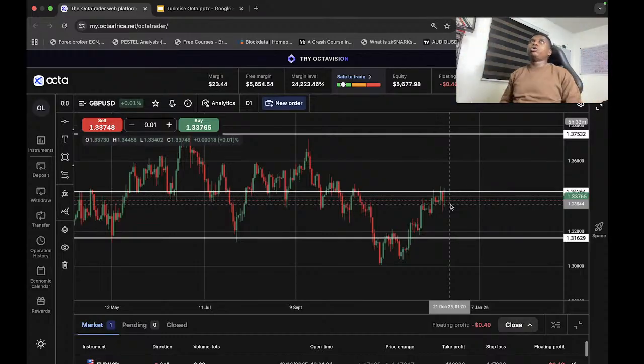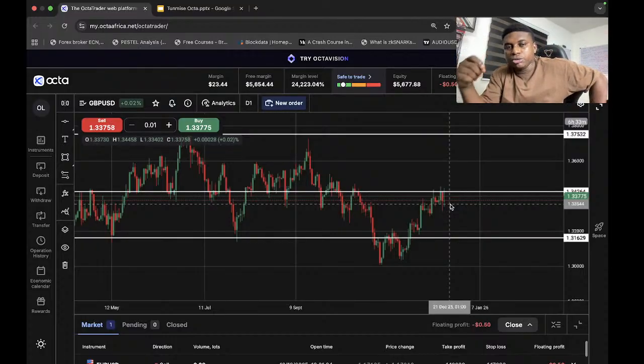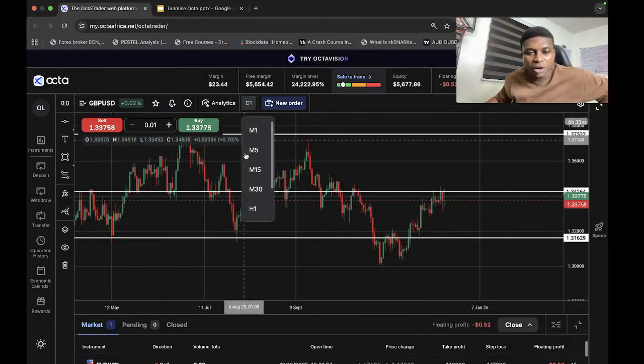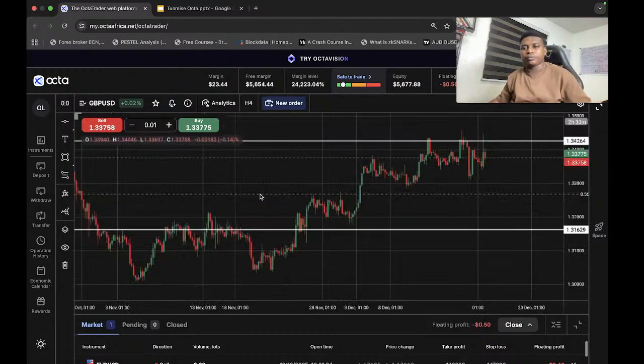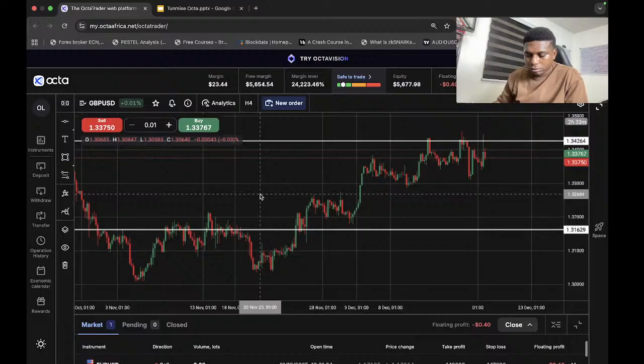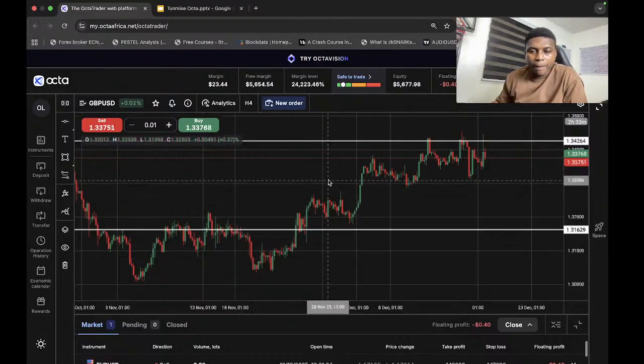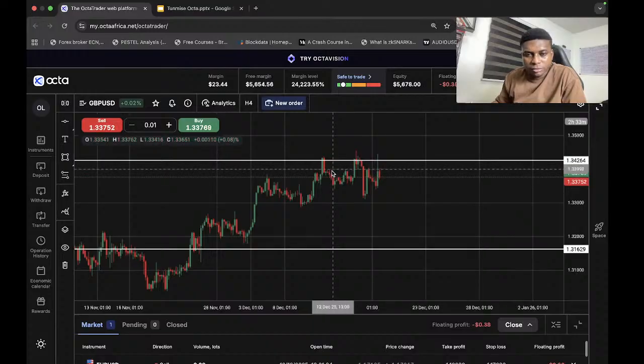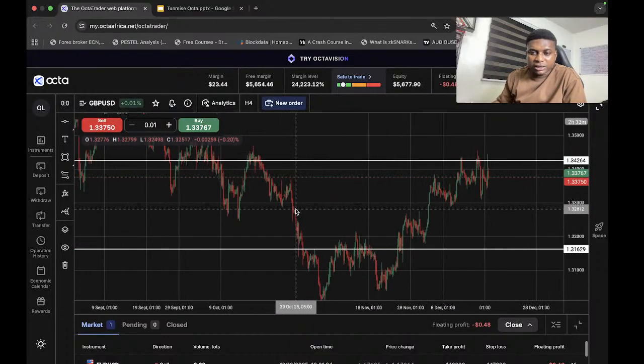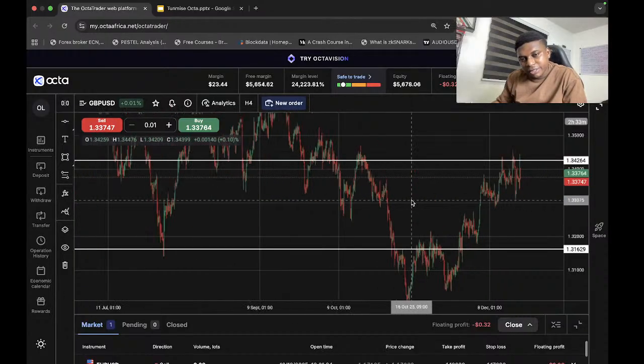However, we might not be able to place a hold on the fact that this is what will happen. So we want to go a step forward to looking into the lower time frames. We're going to go to the 4-hour time frame. So this is the 4-hour time frame.